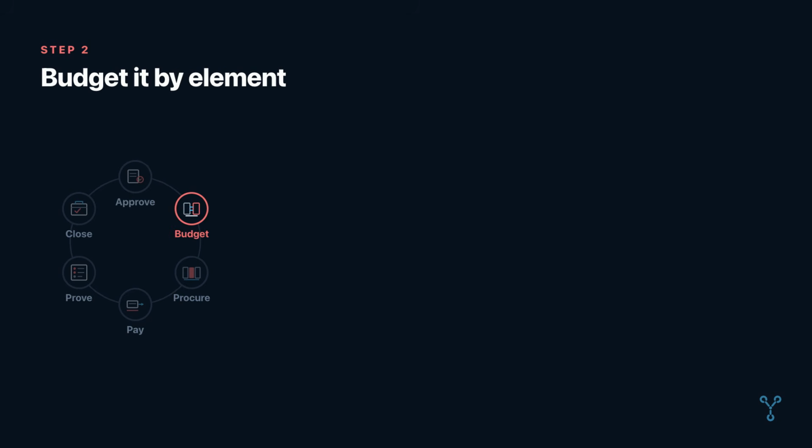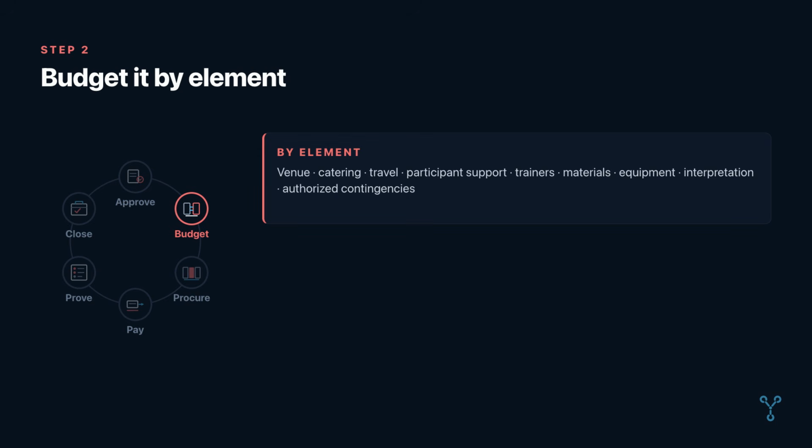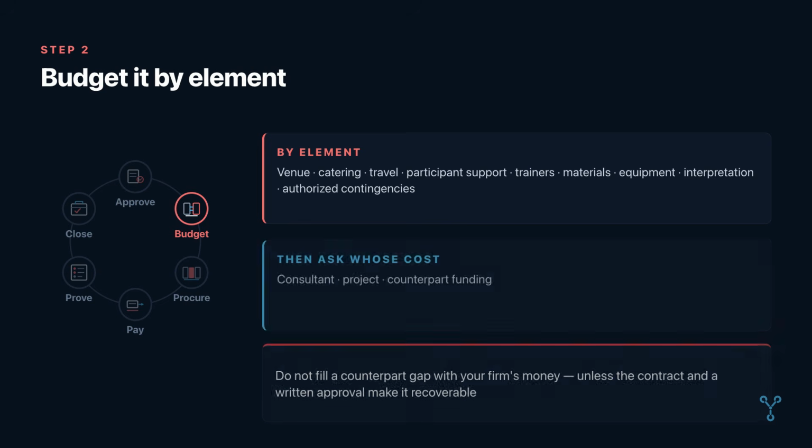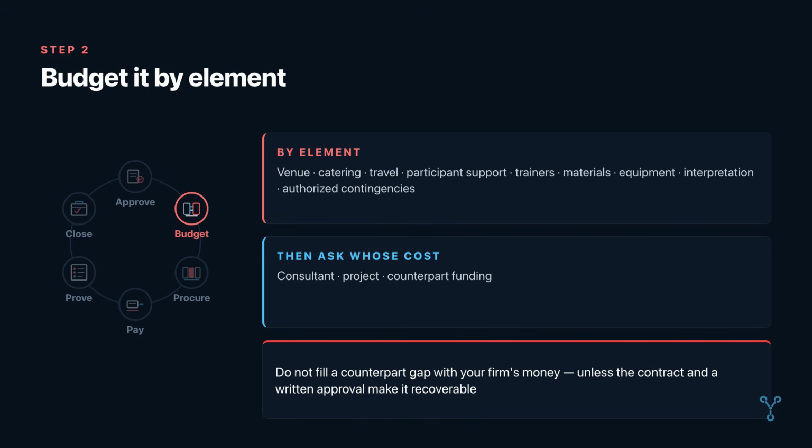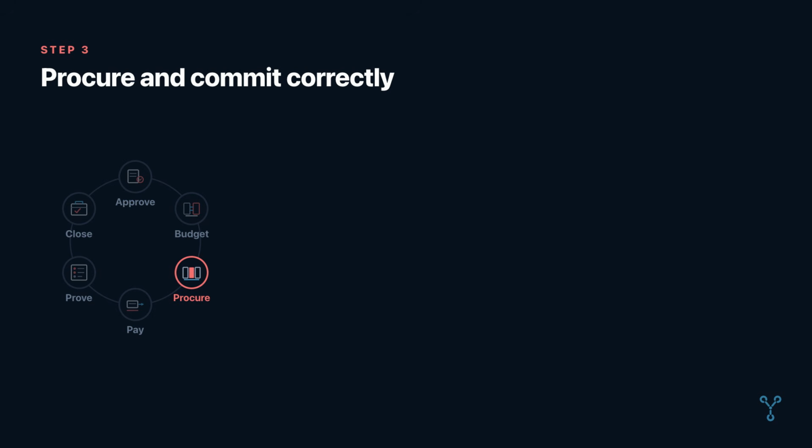Second, budget it by element. Venue, catering, travel, participant support, trainers or resource people, materials, equipment, interpretation, and contingencies only where authorized. Check which costs belong to the consultant, the project, or counterpart funding. Do not fill a gap in counterpart funding with your firm's money unless your contract and written approval clearly make it recoverable.